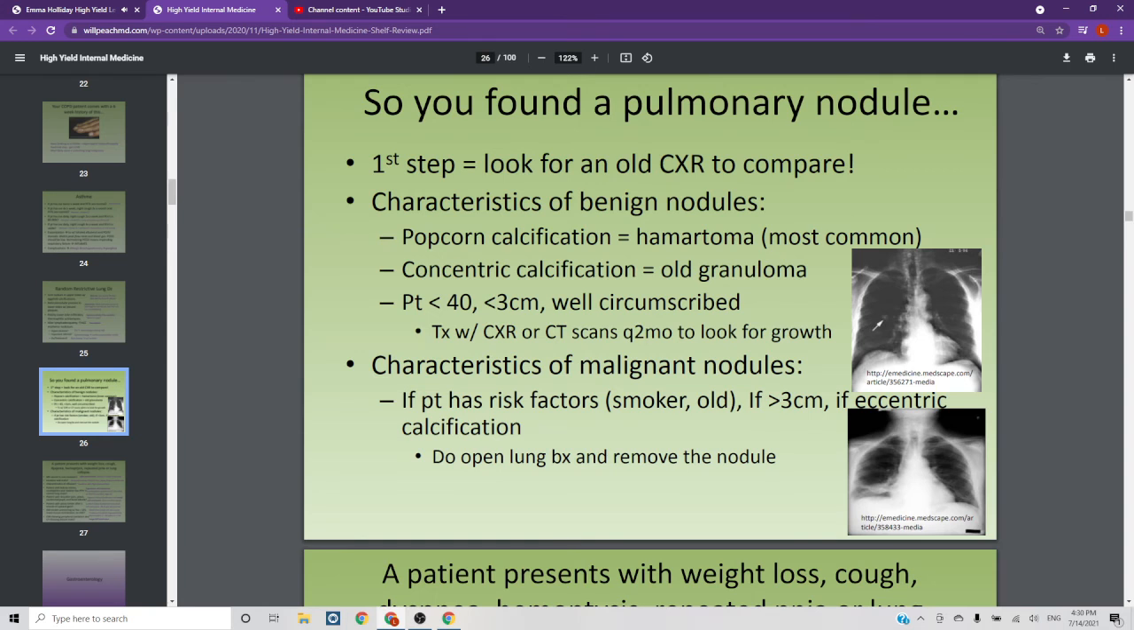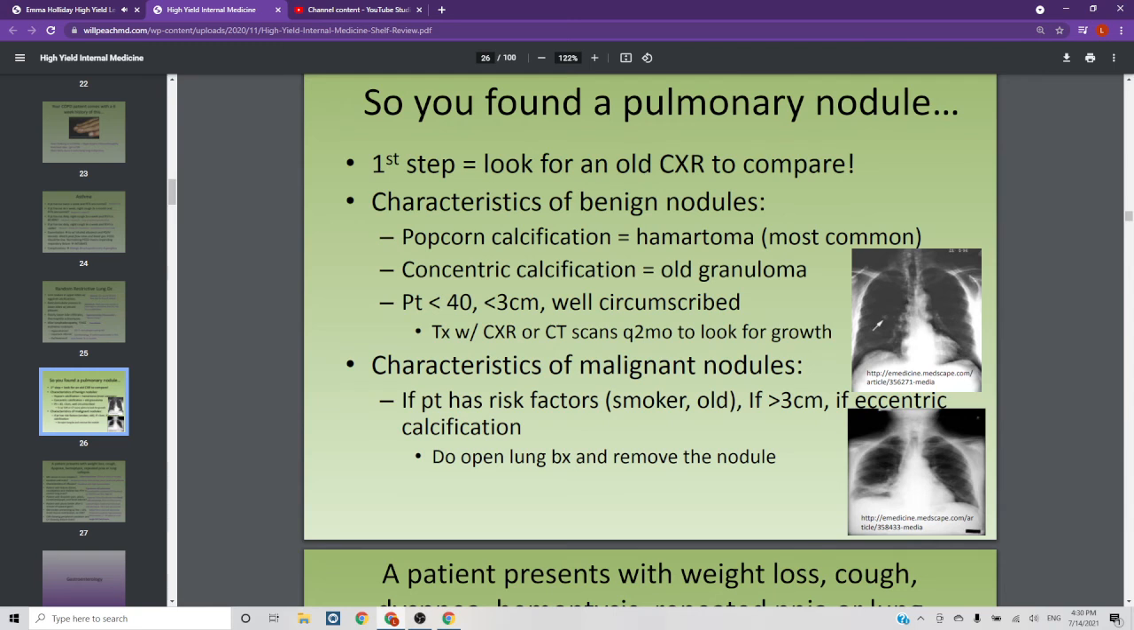So the buzzwords you might hear are popcorn calcification. Spiculated is actually usually a scarier sign. If it's got the spicules and the little burr spurs, that's usually the calcification pattern of cancer. If it's popcorn calcification, it's more likely a hamartoma. That is the most common benign pulmonary nodule.